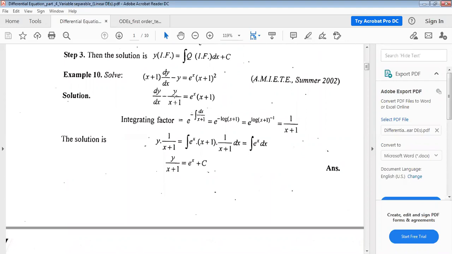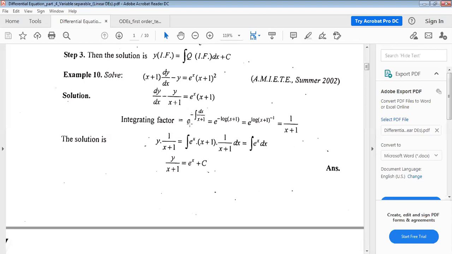Here p equals to minus 1 by x plus 1, and q will be the whole right side. So integrating factor will be e to the power integration of p into dx. p means minus 1 by x plus 1. First of all, you have to compare, look like the before example. Then separating p and q, then you can solve this.